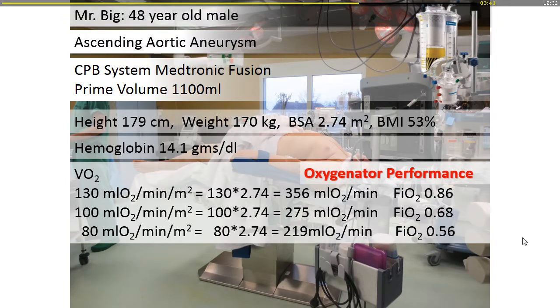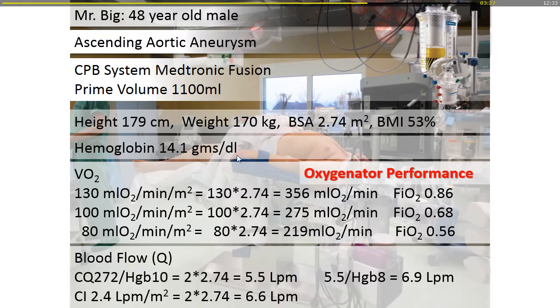Now you see these FiO2s here. Using this graph that I showed you, with the FiO2 and the oxygen transfer, you can just draw lines down to what the FiO2 would be to get a PO2 of 150. Blood flow: if you use a cardiac index of 2 times 2.74, my minimum blood flow on bypass would be 5.5 if he has a hemoglobin of 10.